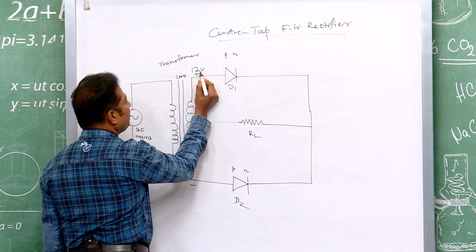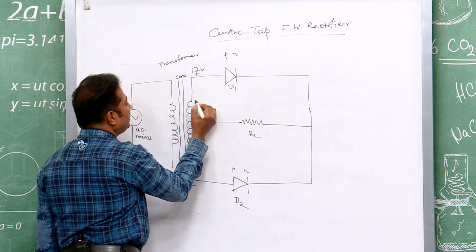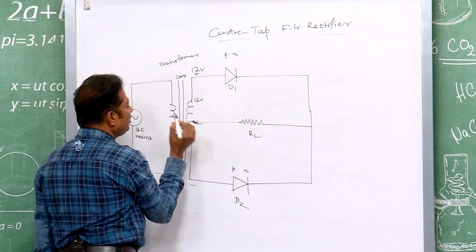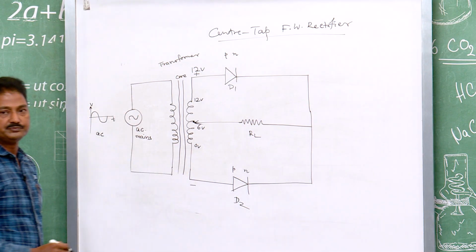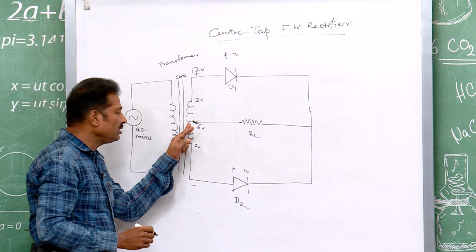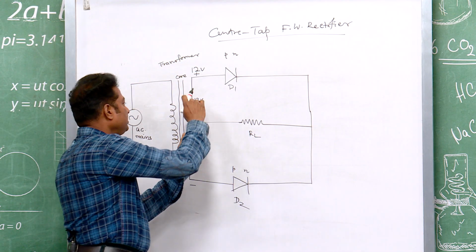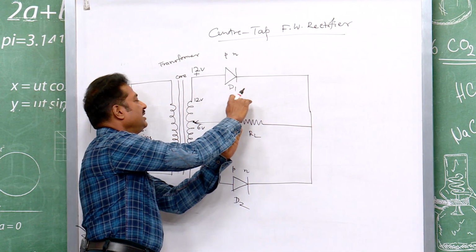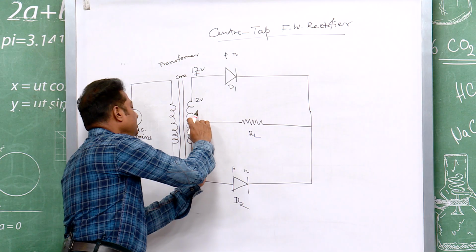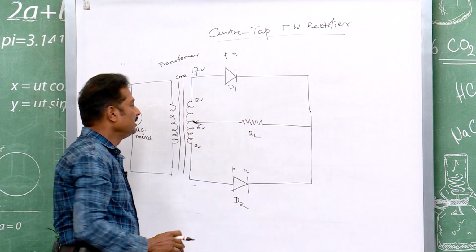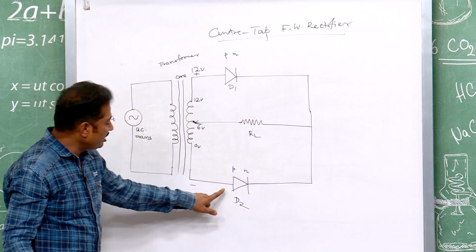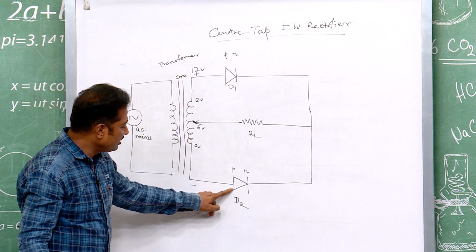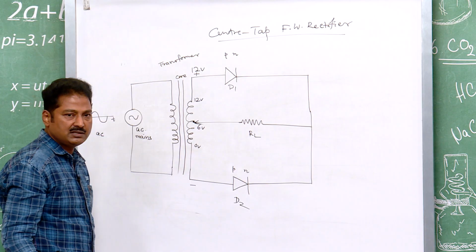And when it is 12 volt, this one is 12 volt, this is 6 volt, this is 0 volt. Means the middle point will be 6 volt. Between this point and this point you will get 6 volt, between this point and this point it will be 6 volt. So, because it is 6 volt, now you see which diode will be forward biased and which diode will be reverse biased.